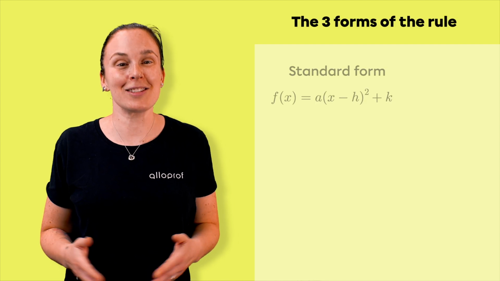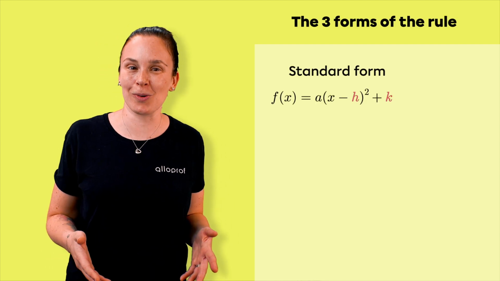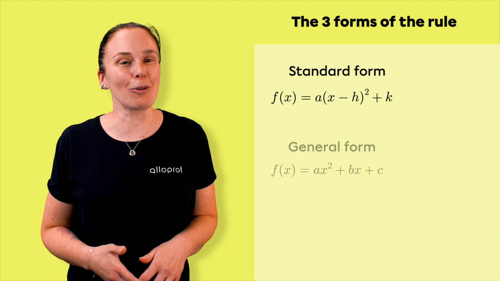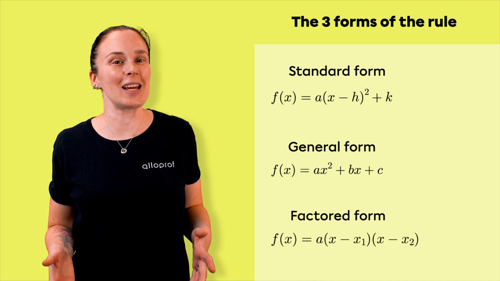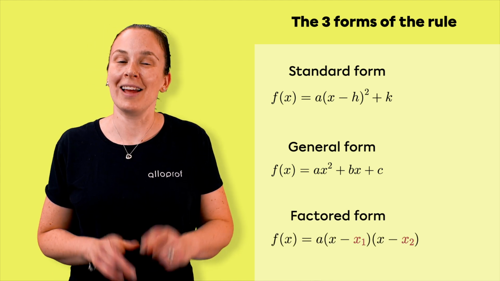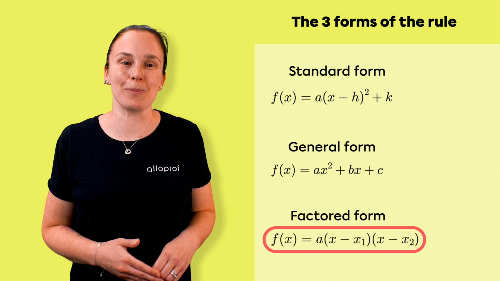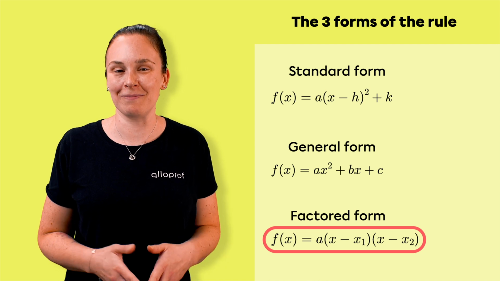In this video, I'll explain how to find the rule of a quadratic function when given the zeros and a point. Before starting, remember that a second-degree polynomial function, or quadratic function, can take three forms. Standard form, which uses the vertex coordinates h and k, general form, and factored form, which uses the x-coordinates of the two zeros. In this video, we'll use factored form since we have the zeros of the function.